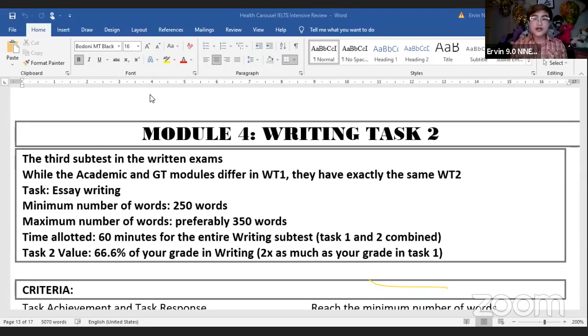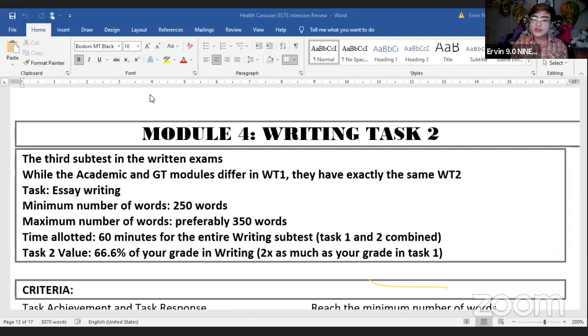Now, for tonight, we're going to focus on the four criteria that examiners use in assessing your performance. So, of the four criteria, the first two are assessed exclusively in writing, whereas the last two are the ones assessed in both writing and speaking. Let's begin with criterion number one.